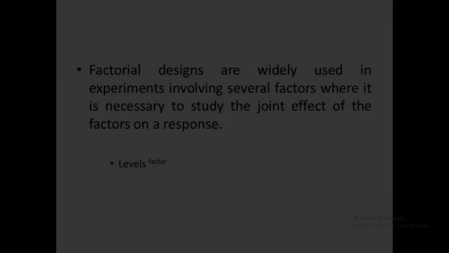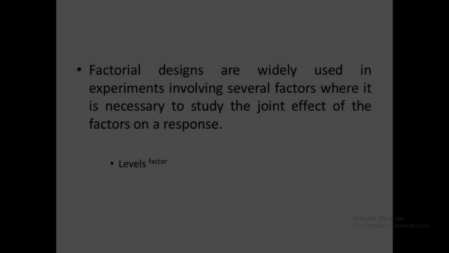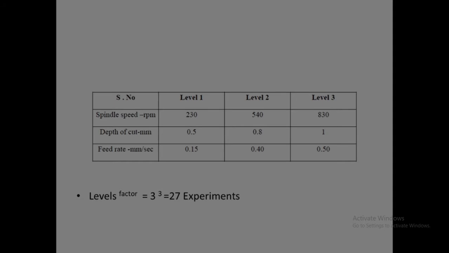The general formula to identify the number of experiments is levels power factors. Then what are the levels per factor in our experiment? We are considering spindle speed, depth of cut, and feed rate as the input parameters. Level 1, level 2, and level 3 are available for conducting the experiment. So three factors and three levels are available with this experimental plan. So 3 power 3, which means levels power factors, is equal to 27 experiments to be conducted.